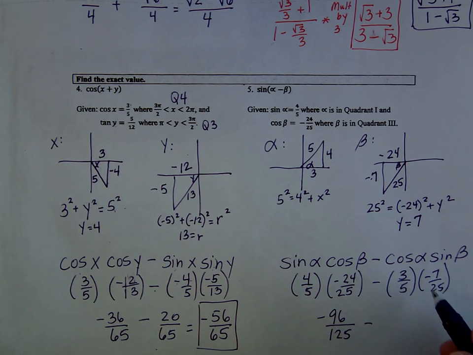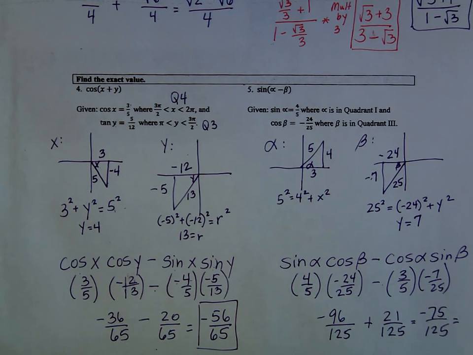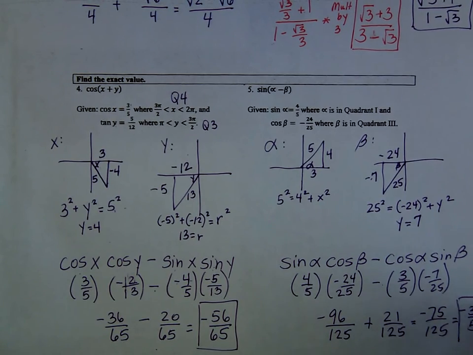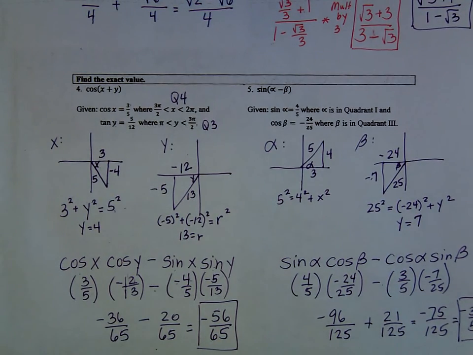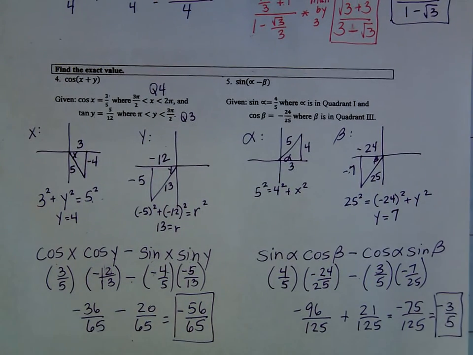I have a negative, which makes this going to be a plus. And I've got 7 times 3 is 21. 5 times 25 is still 125. And when I subtract them this time, I get negative 75 over 125. And that actually reduces to be a negative 3/5. And so that's your answer for this one. So those are a little bit more work to get to the end, but they're really not that hard. You just got to create those reference triangles from back in the day.